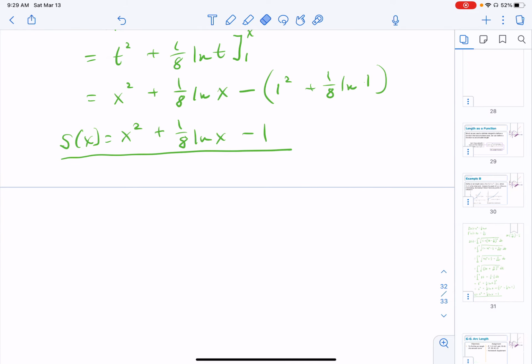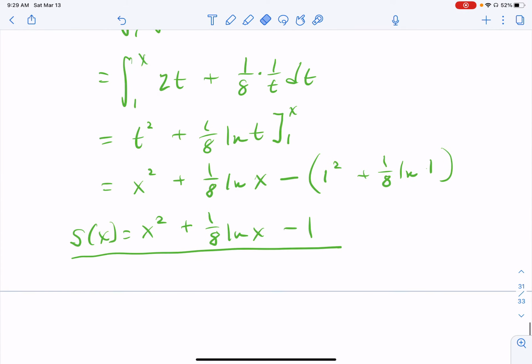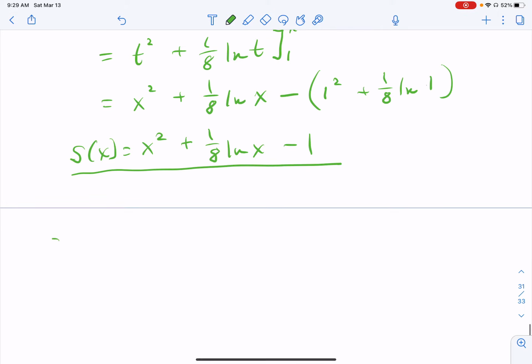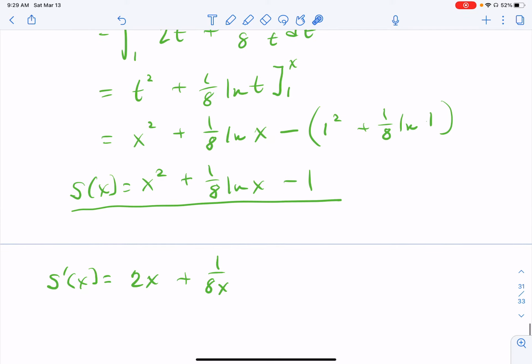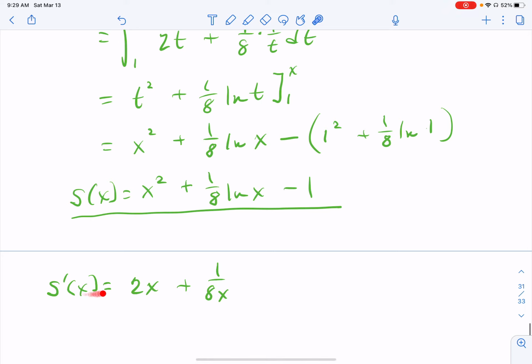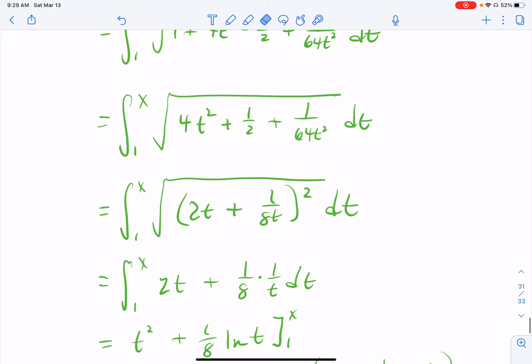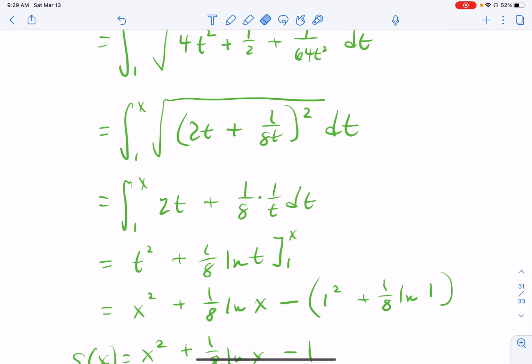Okay, and then let's add an extra page because we still need to do the increasing, decreasing, and concavity bit. So to find increasing and decreasing, we're going to take the derivative. S prime of x is equal to 2x plus 1 over 8x, and then the negative 1 goes away. As far as all this goes, I could have easily gotten this by just taking the derivative of, where is it, after we simplified it right here. Here, let me put this the way it's supposed to go. 1 over 8t. There we go.